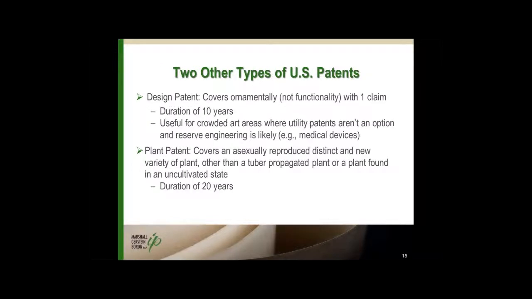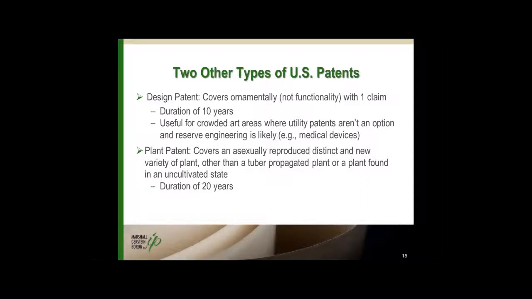So there are 2 other types of patents. I've been focusing on the utility patent, and that would be the most common thing that we would see in the life sciences. But I really want to spend a second to make sure that you are aware of design patents and plant patents. Design patents in particular are useful, especially in the medical device area and in other areas where a utility patent is less likely to be able to issue, based on there being so much other prior art.